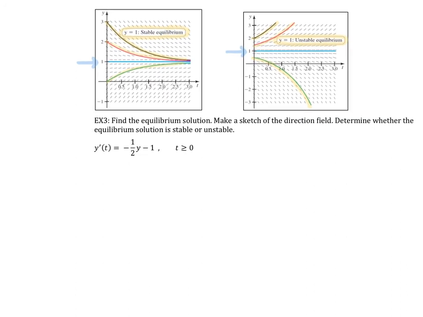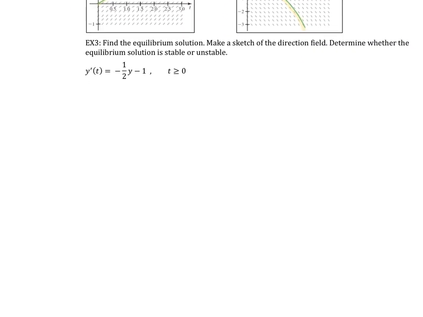So now looking at example 3, it says to find the equilibrium solution. Okay, so that's where the derivative is 0. Make a sketch of the direction field and determine whether the equilibrium solution is stable or unstable. So if I set the derivative equal to 0 and I solve for y, so add 1, multiply by negative 2, I have y is equal to negative 2. So this is going to be our equilibrium solution. And we need to determine whether it's stable or unstable.